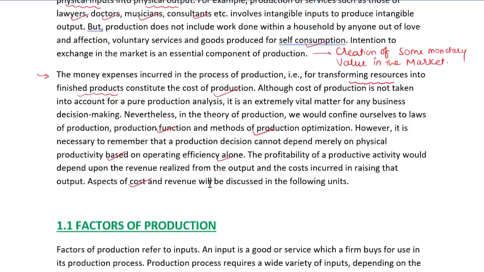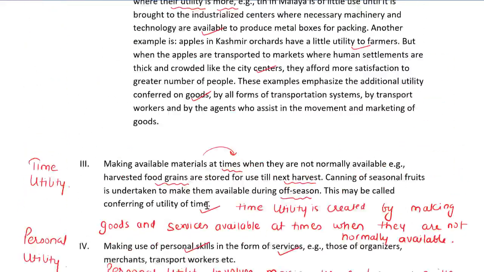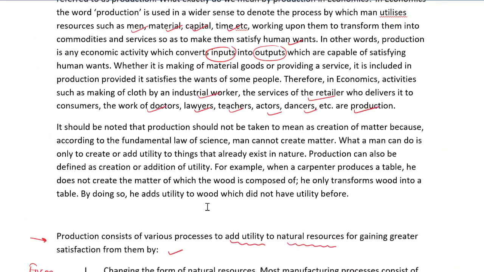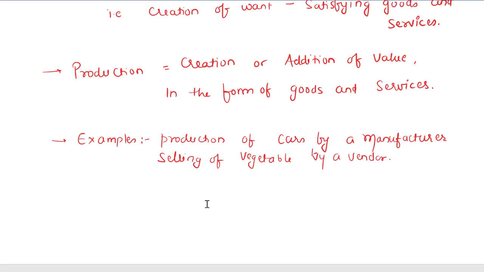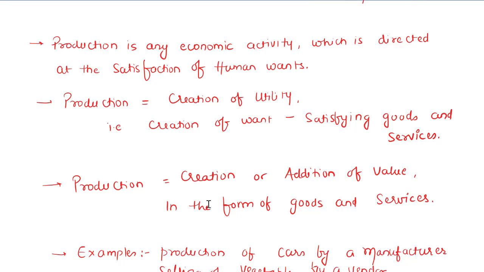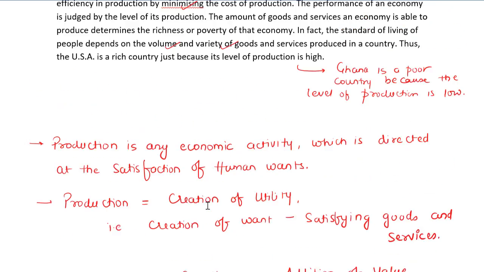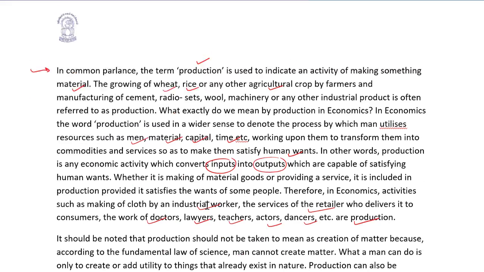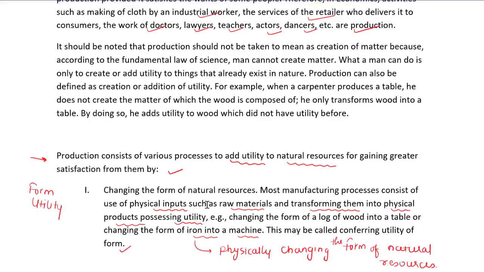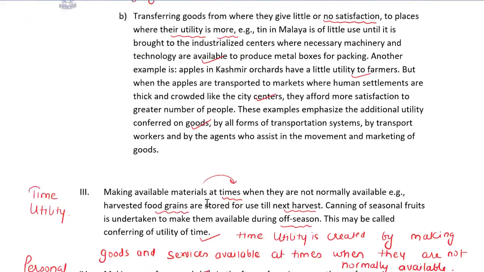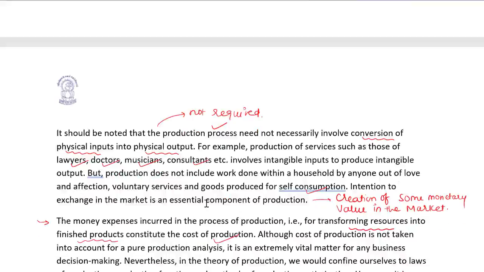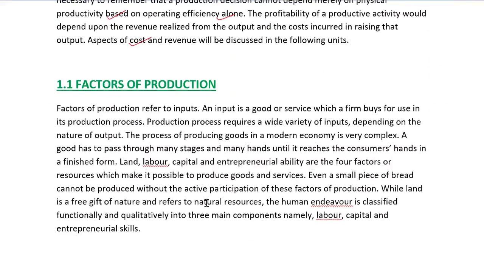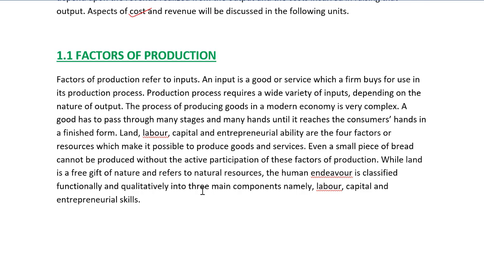I believe all of you must have understood the concept of utility now, that is time utility, place utility, personal utility, and form utility. That relates to the theory of production. So over here we have covered the concept of production and the concept of utility attached to the production very well. And now we are shifting to our second concept that talks about the factors of production.